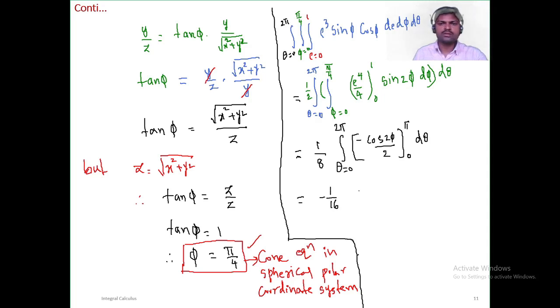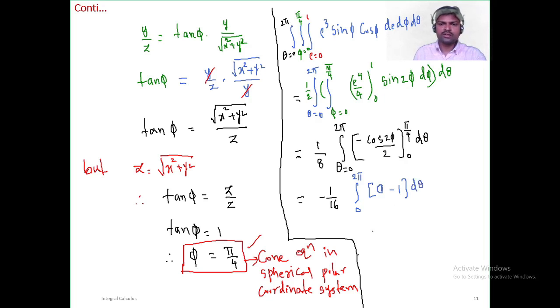What will we get? First simplify the integrand. Theta limits are 0 to 2 pi. Already the 2 is taken out, minus 1 upon 16 cos 2 phi. So substitute the upper limit, cos 2 phi with phi equal to pi by 4 gives cos pi by 2, which will be 0. And the lower limit cos 0 is 1, fine, into d theta.